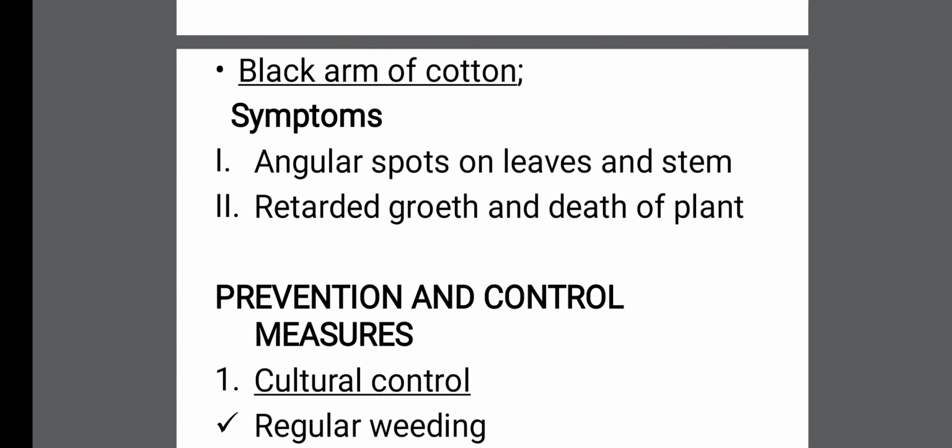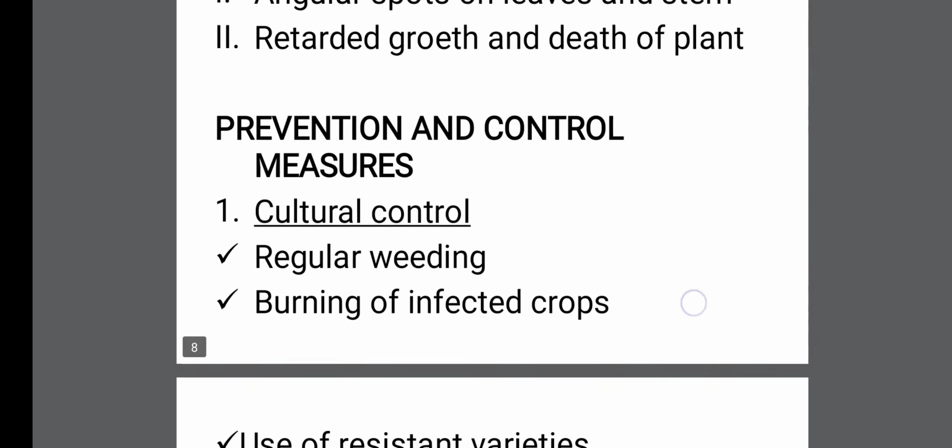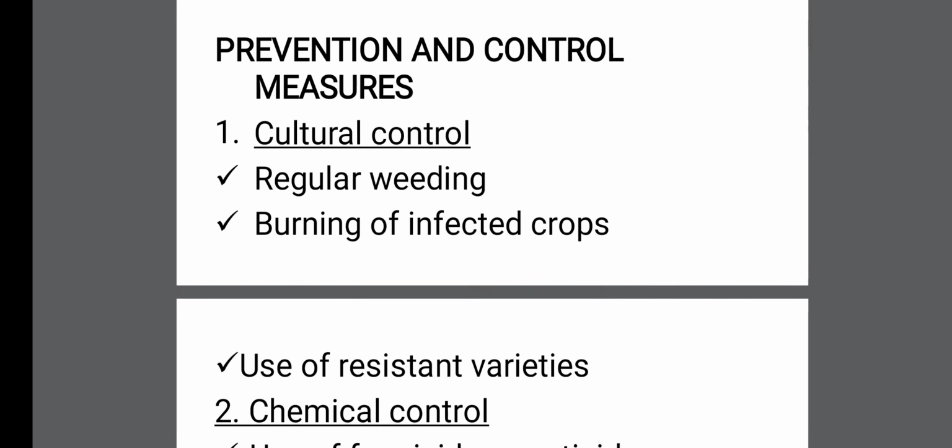Black arm of cotton. Symptoms: angular spots on leaves and stem, retarded growth and death of plants. Now, how do we prevent and control diseases in crops?